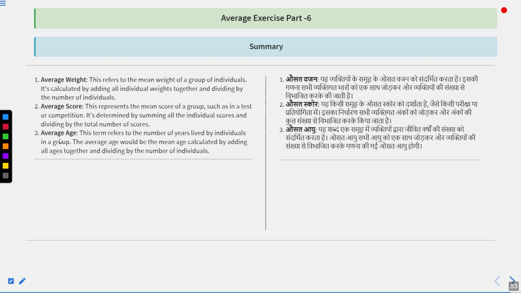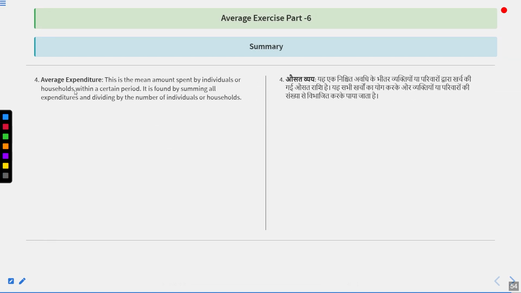The third one is average age. This term refers to the number of years lived by an individual in a group. The average age would be the mean age, calculated by adding all the ages together and dividing by the number of individuals. Clear? Next one, average expenditure. This is the mean amount spent by an individual or household within a certain period. It is found by summing all the expenditure and dividing by the number of individuals or households.